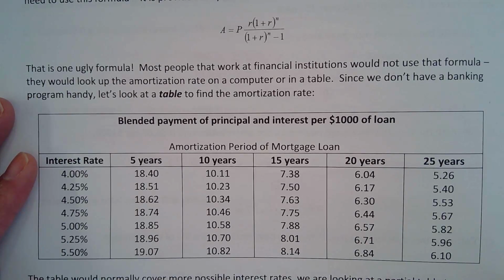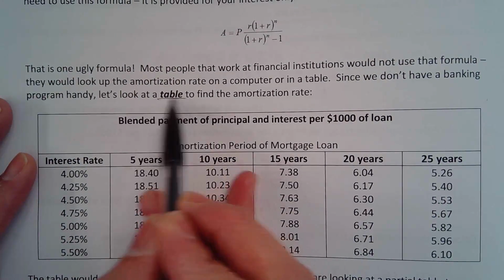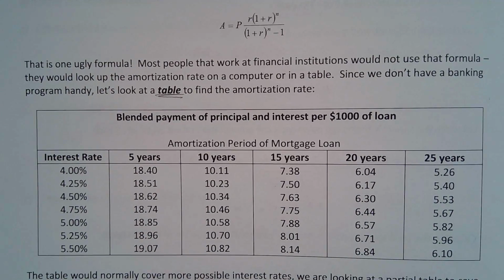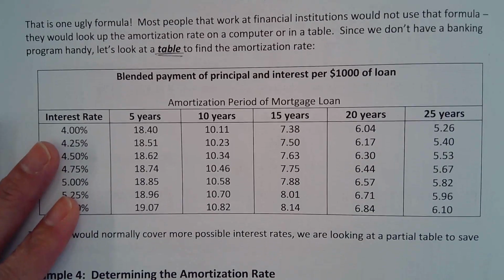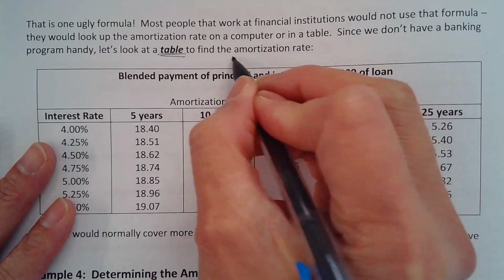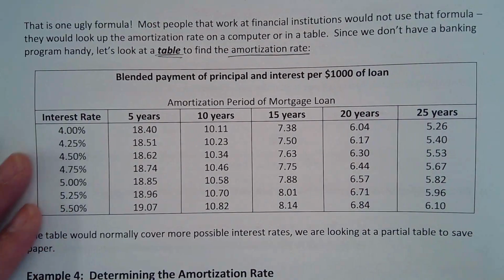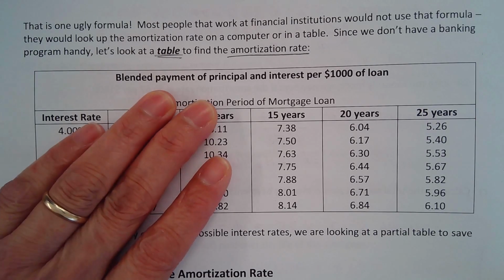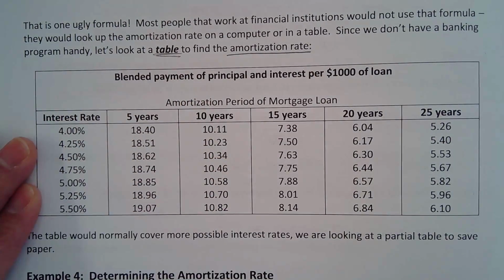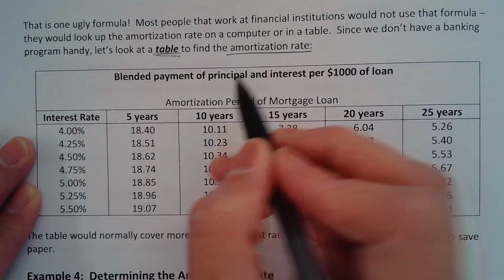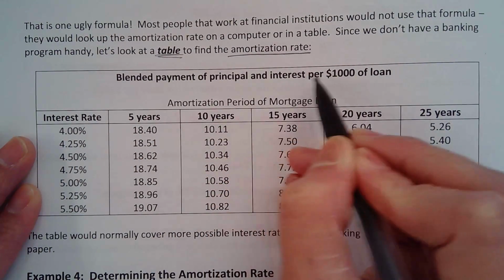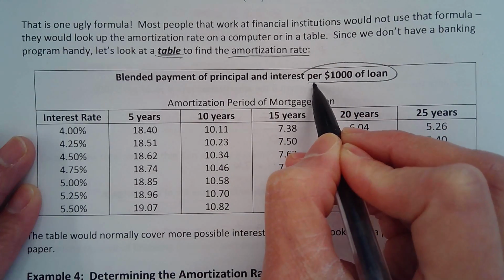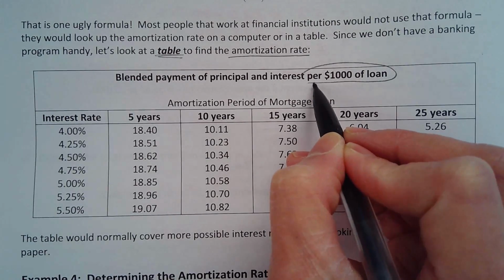So the bank actually uses a table, or they have something already in computer software that can crunch the numbers, but for our purpose, we're gonna use a table to find the amortization rate, okay? So it says here, the blended payment of principal and interest per thousand of loan. So this is the blended payment per thousand of loan. And what does the word per mean? Divide. Per means dividing by thousand, right?